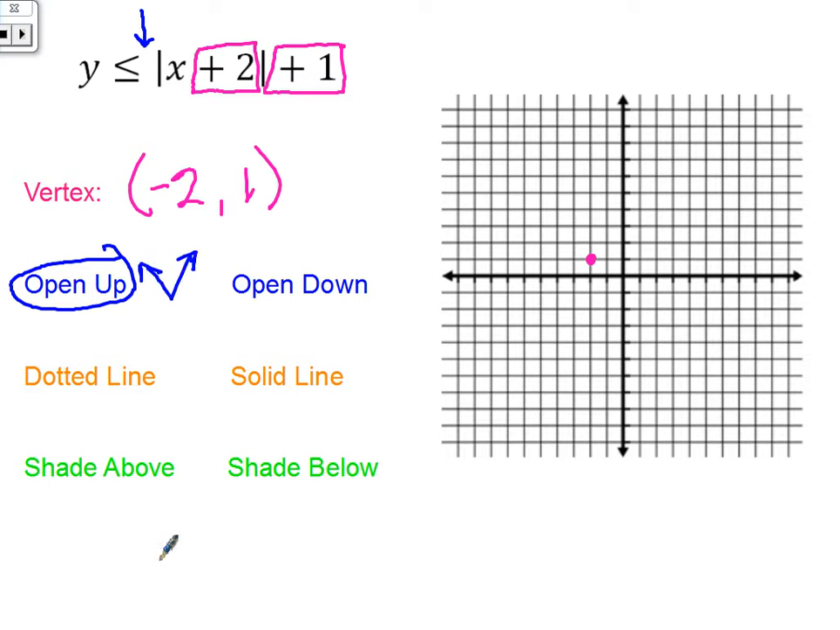Next, you need to determine if it's going to be a dotted line or a solid line when you graph. Our inequality symbol says that our values can be equal, therefore it will be a solid line when we draw in our inequality. I'm going to quickly sketch that in.